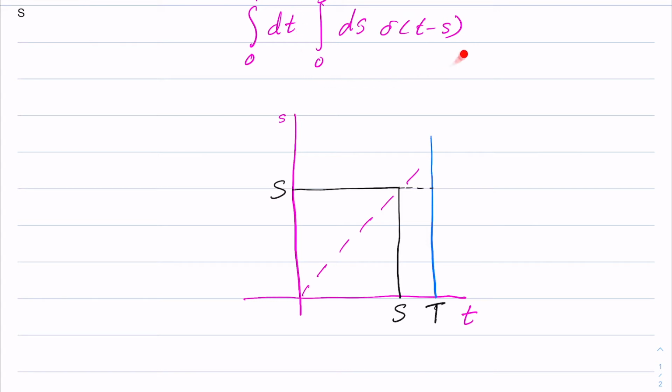So the s integral basically will be 1 if this delta function is between 0 and capital S. So let us look at two scenarios here. The first scenario is T greater than S. The T greater than S case, so that is what is marked here. So T greater than S.